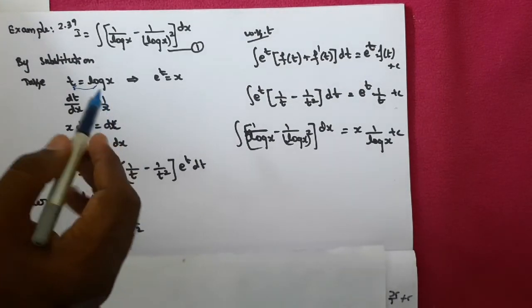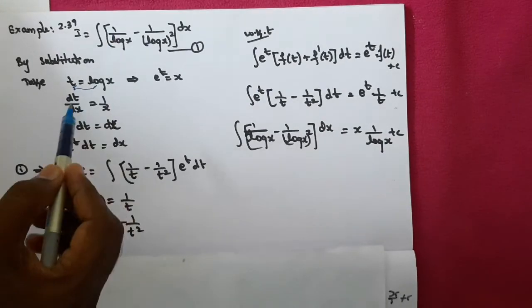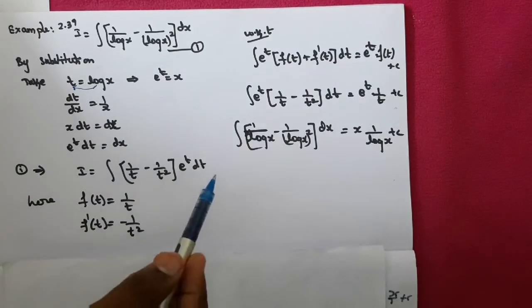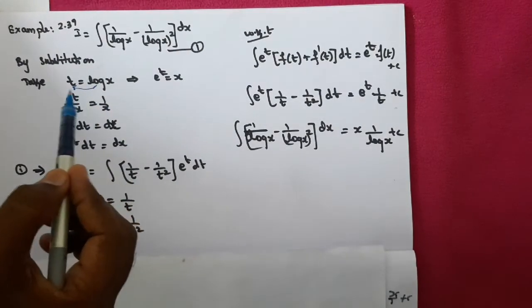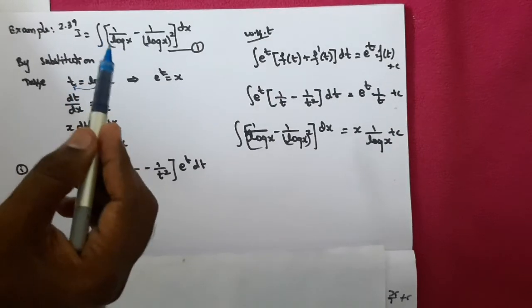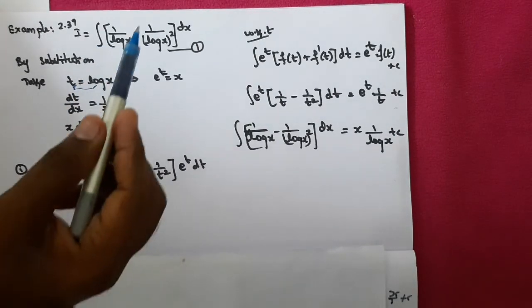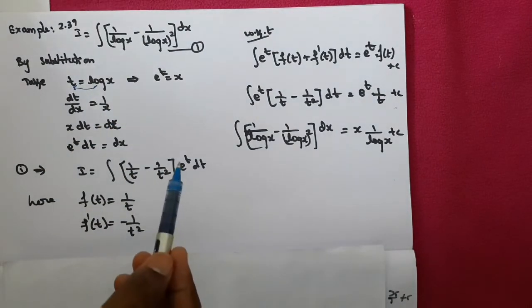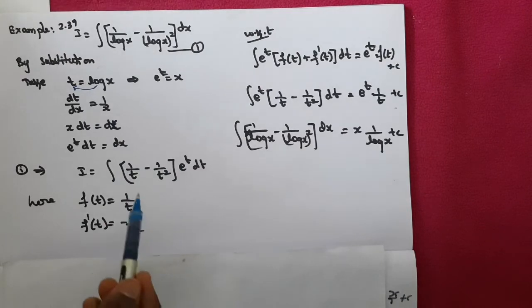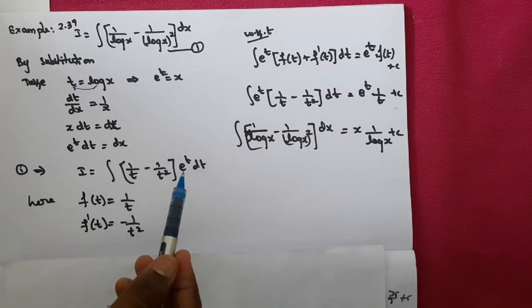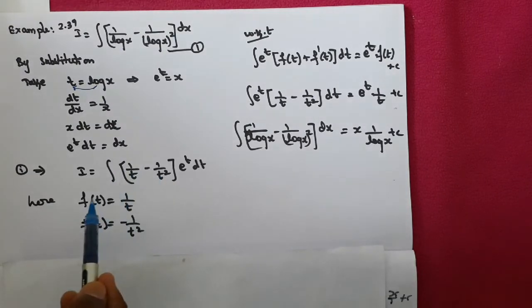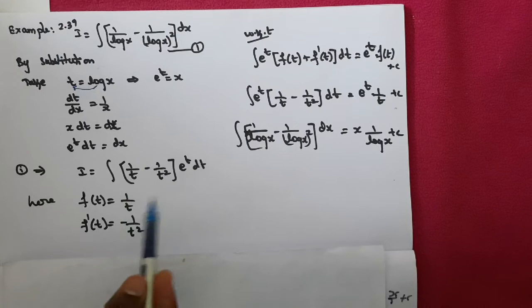Now we substitute these two values in the question. Instead of dx, we apply e power t into dt. Then instead of log x, we apply t. So 1 by t minus 1 by (log x) the whole square, that is 1 by t square. That's all. Keep this e power t in the front. Now you can compare this with e power x of f of x plus f dash of x. This time we are using the t variable. So f of t equal to 1 by t. When you differentiate 1 by t, we get minus 1 by t square.